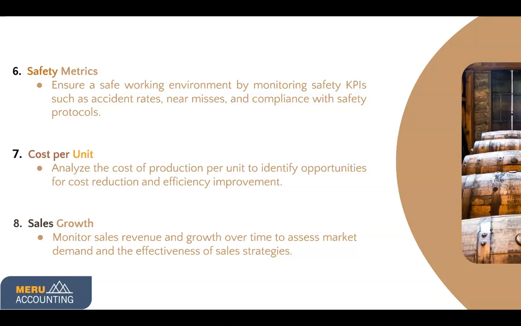Seventh, cost per unit. Measure the cost of production per unit to identify opportunities for the cost reduction and efficiency improvement. This helps in pinpointing areas where expenses can be minimized and processes optimized, and hence overall profitability and operational effectiveness.